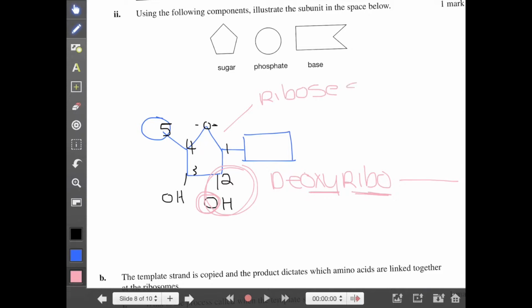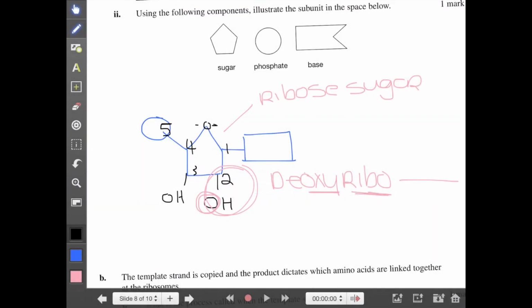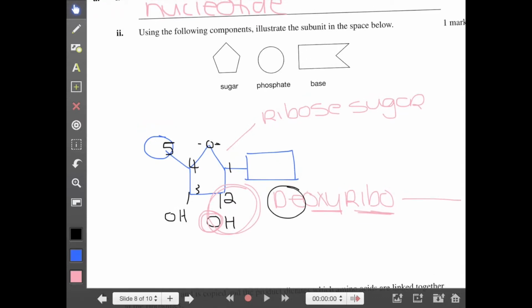So the D that's here refers to a missing oxygen. So in DNA, on its nucleotides, it only has a hydrogen. Whereas RNA is called ribonucleic acid because it doesn't have an oxygen missing. So its group will look like this.